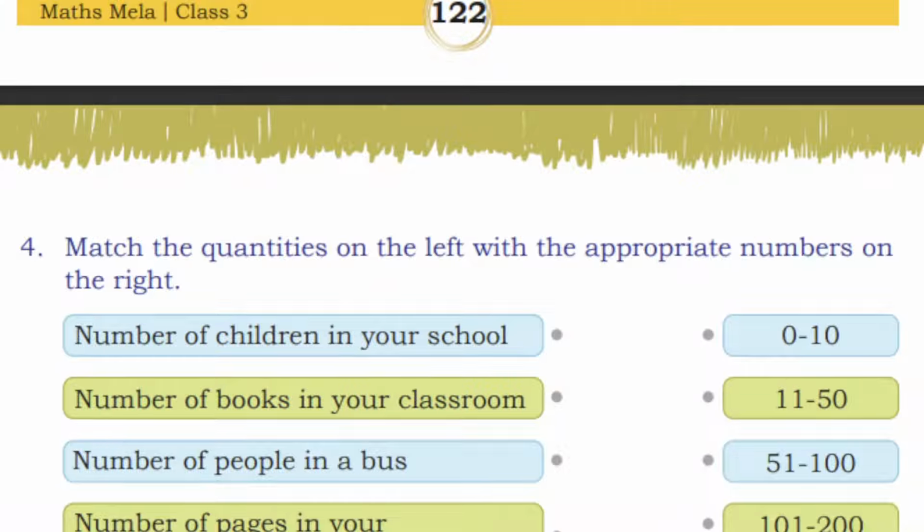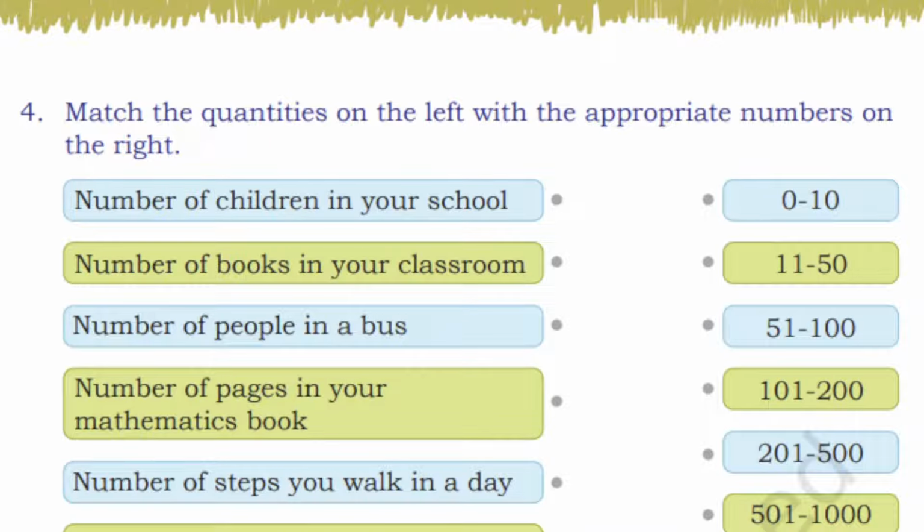Okay, next, match the quantities on the left with the appropriate numbers on the right. So we have to match the appropriate numbers, not the exact numbers. We have number of children in your school, number of books in your classroom, number of people in a bus, number of pages in your maths magic book, number of steps you walk in a day, number of stars in the sky, number of flowers in the garland. Number of stars in the sky is obviously uncountable, so it is more than 1000. We can match it. It is more than 1000.